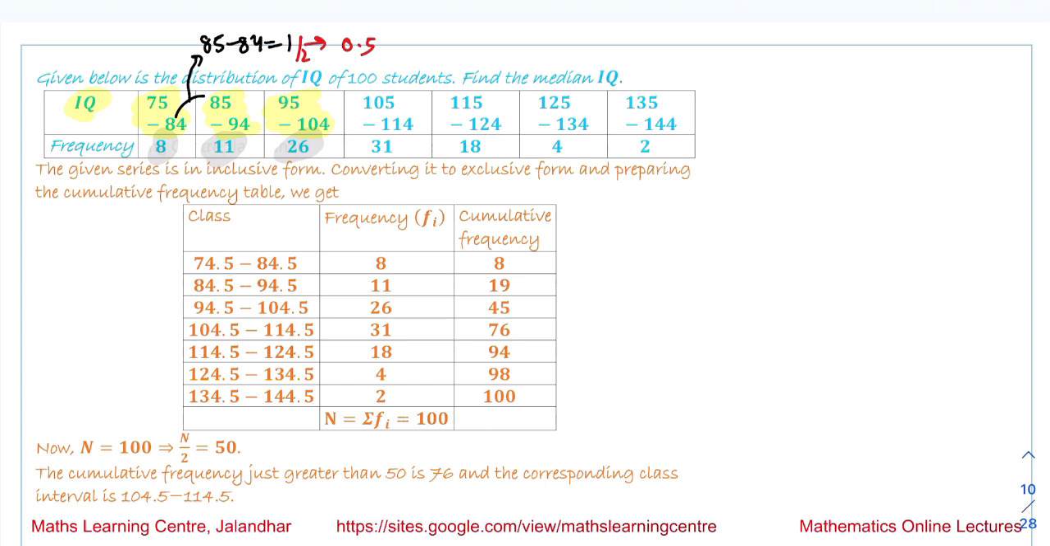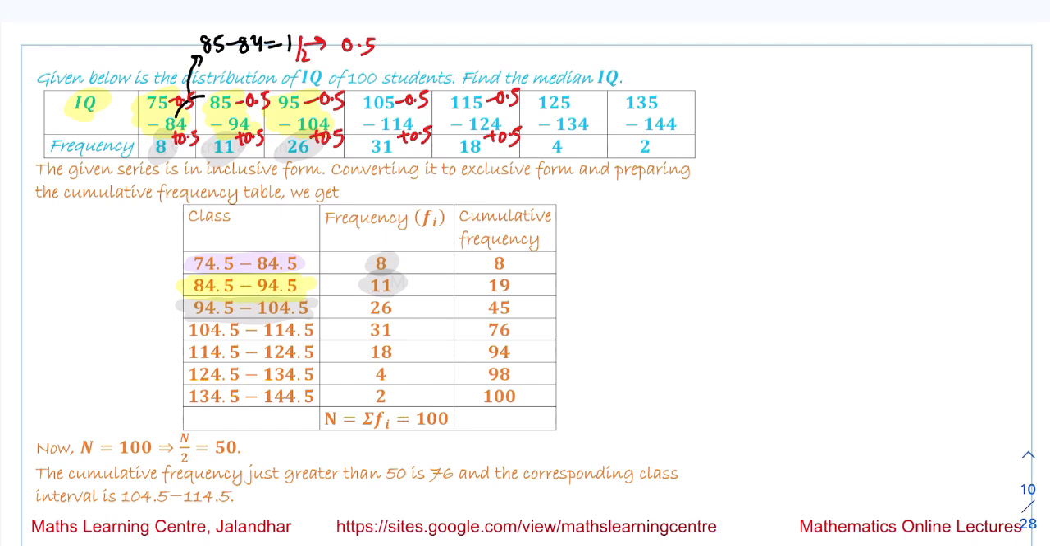It means how the class limits are going to change. We have to subtract 0.5 from this value and add 0.5 to this. We have to perform this on all these classes, and the answer we are obtaining over here is 74.5 to 84.5. The next class will be 84.5 to 94.5. The next class will be 94.5 to 104.5, and these are the corresponding frequencies.